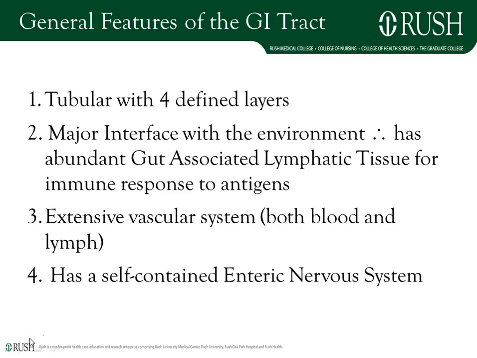So what are the general features of the GI tract? It is a tube with 4 distinct layers in most regions. It is the major interface between you and your environment. Therefore, it has abundant gut-associated lymphatic tissue for immune response to those antigens which are encountered within that system. It has an extensive vasculature, both blood and lymphatic, and it has its own self-contained enteric nervous system. And I'll talk about that a little bit later in more detail.